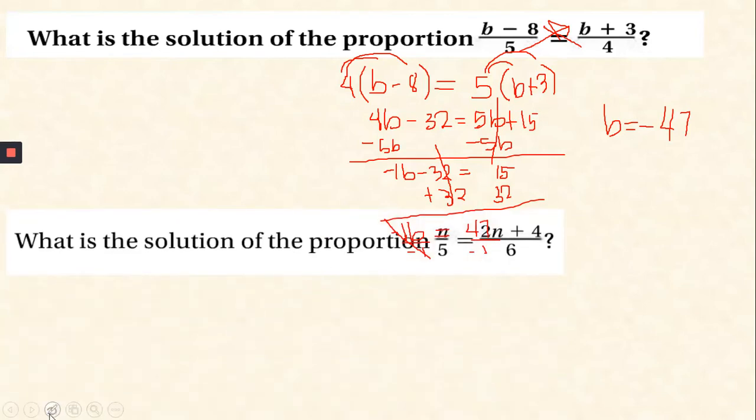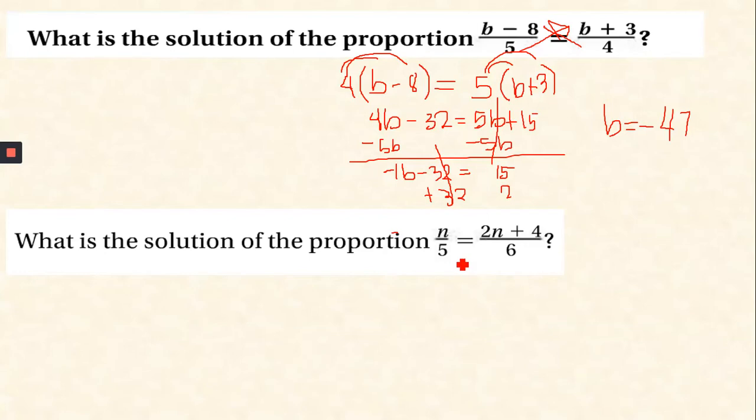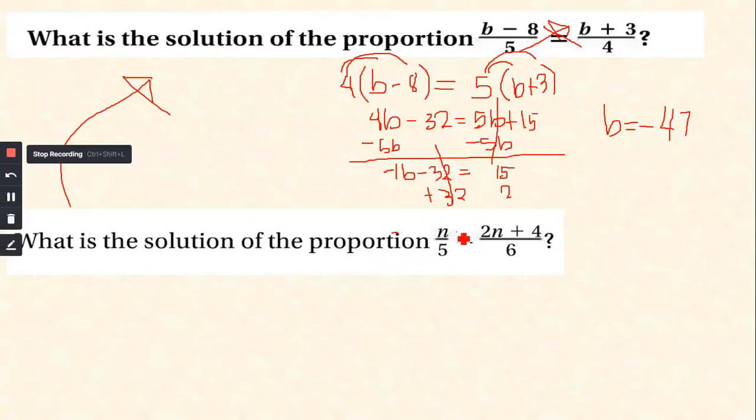The next one we have here: what is the solution of the proportion n over 2 is equal to 2n plus 4 over 6? So we're just going to follow the procedure in our previous example. You're just going to apply cross multiplication again. N times 6, that is 6n, is equal to 5 multiplied by 2n plus 4.